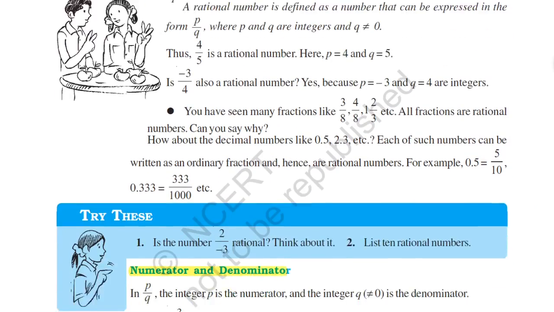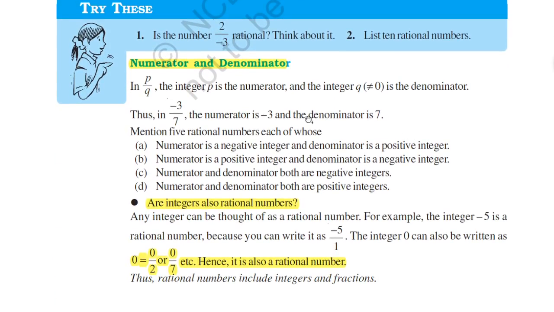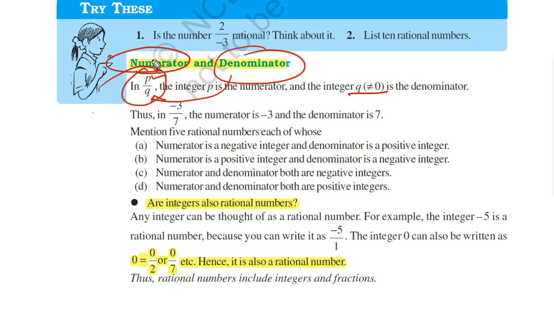Now we'll move to the next part, that is numerator and denominator. In a rational number that we can write in the form of p by q, where p and q are integers and q is not equal to 0, p is called the numerator and q is the denominator. You know numerator and denominator from class 4 and class 5 also.